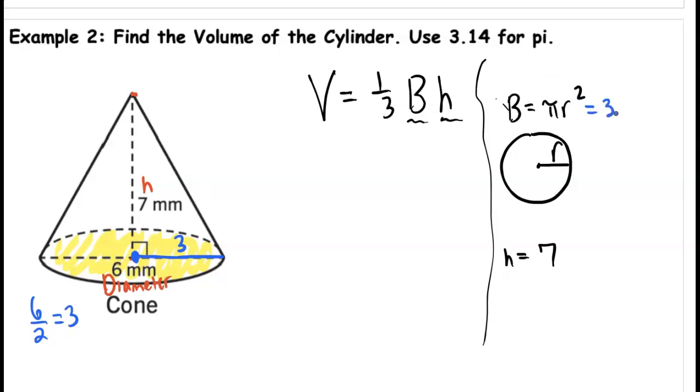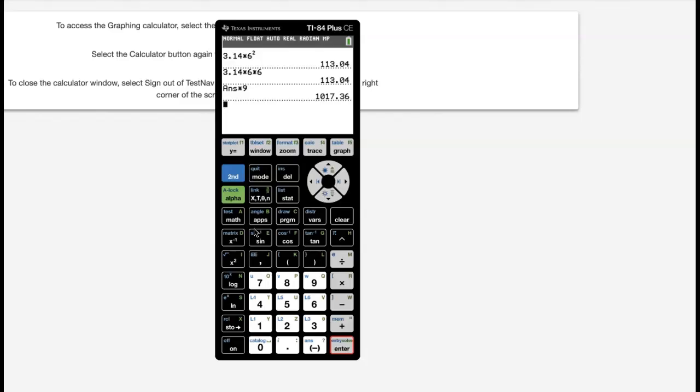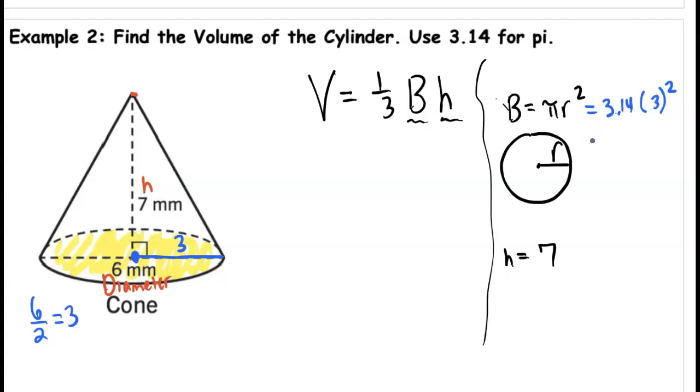So 3.14 times 3 squared. So we're going to go ahead and go on to our calculator. 3.14 times 3 squared, enter, 28.26. So our area of the base is going to be 28.26. So now we have the two values that we needed.